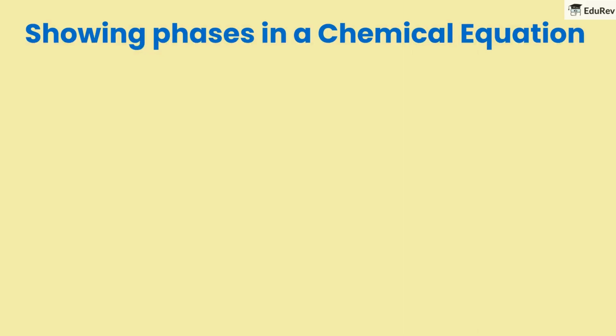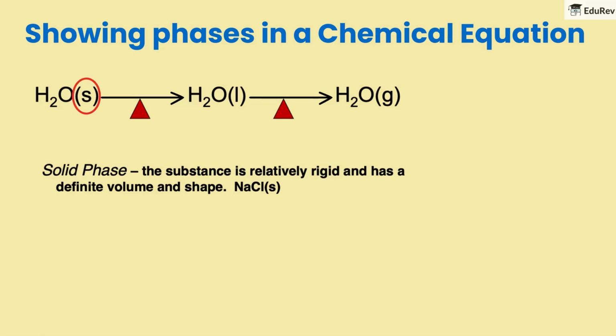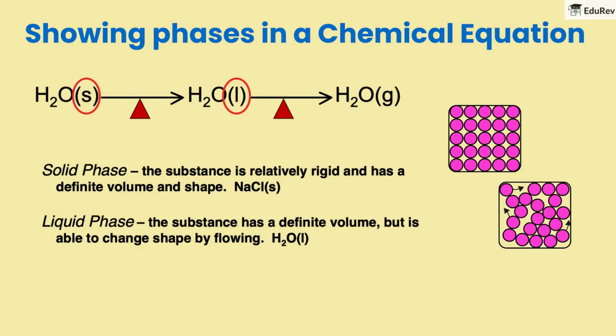One very important thing to do while writing a chemical equation is showing phases in a chemical equation. See this chemical reaction. H2O solid, on heating gives H2O liquid, on heating gives H2O gas. Solid phase, represented by S in a chemical reaction. The substance is relatively rigid and has a definite volume and shape. Example: NaCl. Liquid phase, represented by L. The substance has a definite volume, but is able to change shape by flowing.